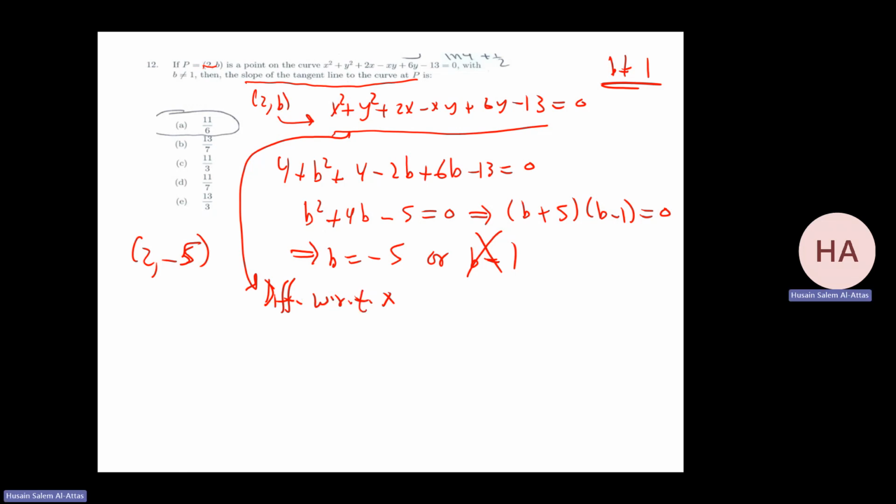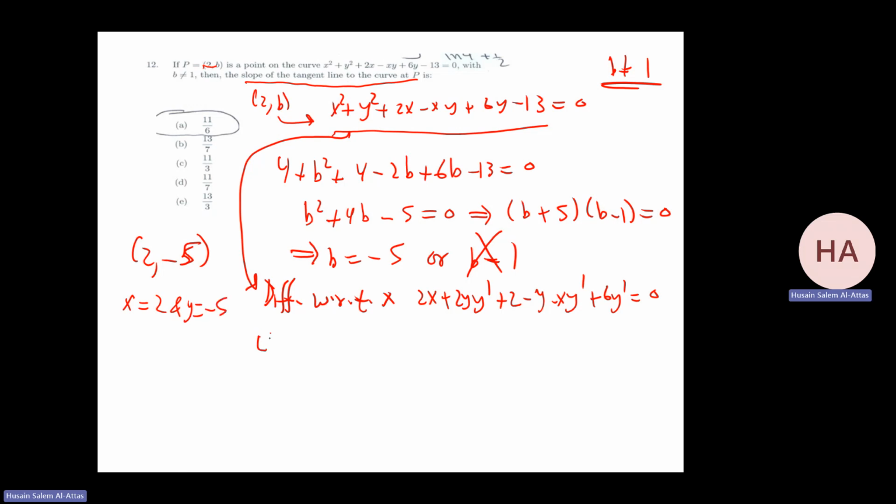To get what? 2x plus 2y, y prime, plus 2. This is product of two functions. So it will be minus y minus x y prime plus 6y prime equals 0. Substitute x equal 2, be careful here, and y equal minus 5.